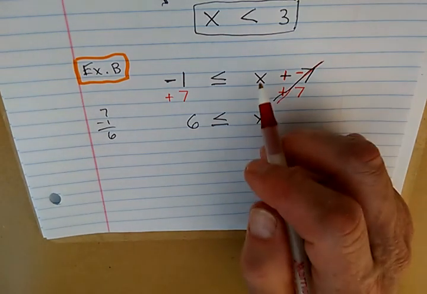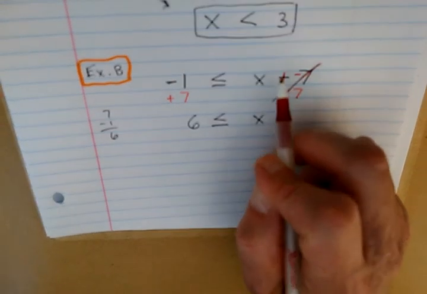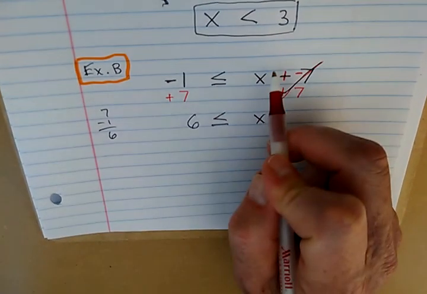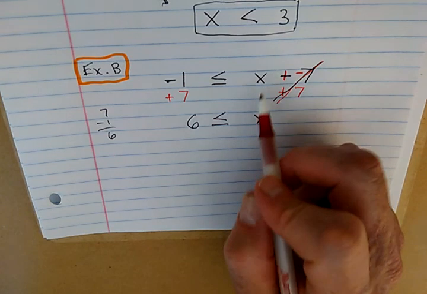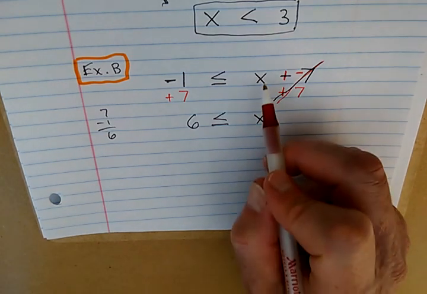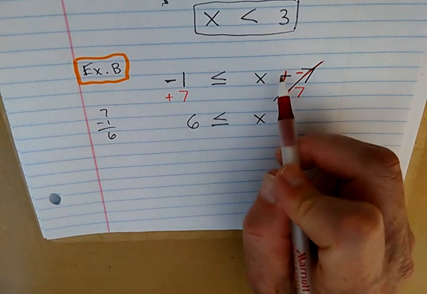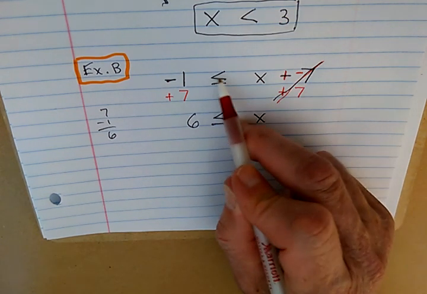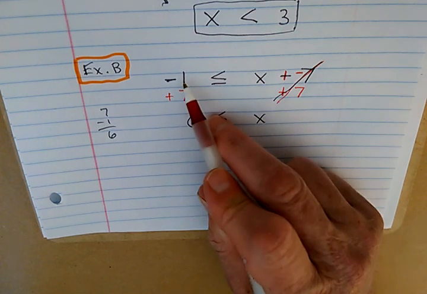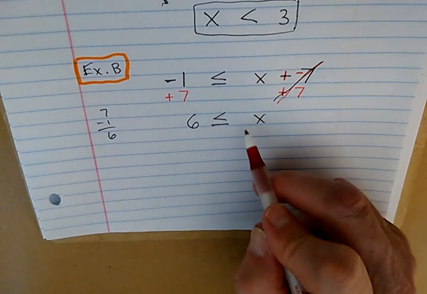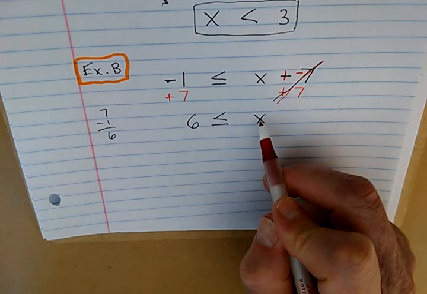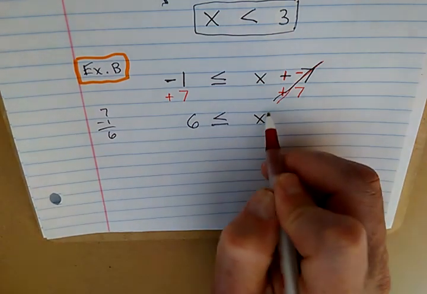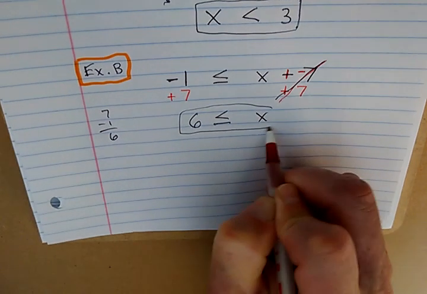See, if I put a 6 here, it would be 6 plus negative 7 would be negative 1, and that would be equal to negative 1. So that would work. But if I put a number greater than 6, like let's say I put 8, 8 plus negative 7 would be positive 1, and positive 1 is greater than negative 1, so that would work also. So we've figured out that x has to be anything that's greater than or equal to 6. That's our answer for x. We've solved it.